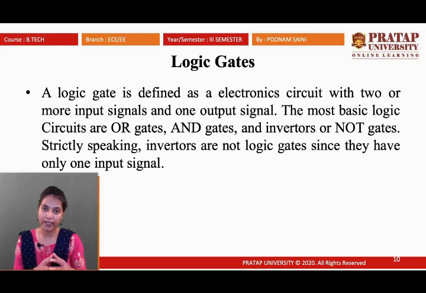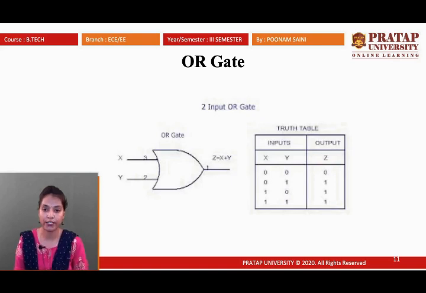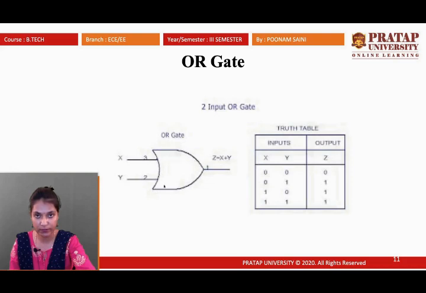First of all we talked about OR gate, AND gate, NOT gate. So what is OR gate? You can see that this is the OR gate circuit diagram. In this, X and Y are the inputs and Z is the output. So Z is equal to X plus Y.